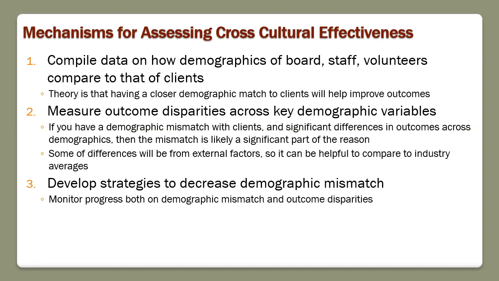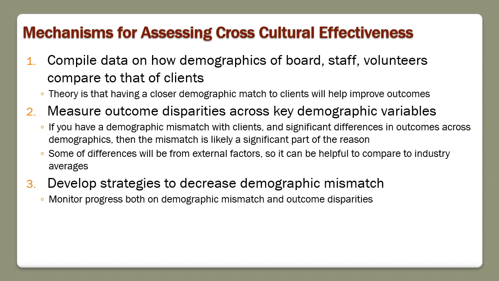So number one, you want to compile data on how the demographics of your board, your staff, and your volunteers compare to those of clients. The theory is that having a closer demographic match to clients will help improve outcomes. Then number two, and this is probably the most important one, is to measure outcome disparities across key demographic variables. If you have a demographic mismatch with clients and there are significant differences in outcomes across demographics, then the mismatch is likely a significant part of the reason.